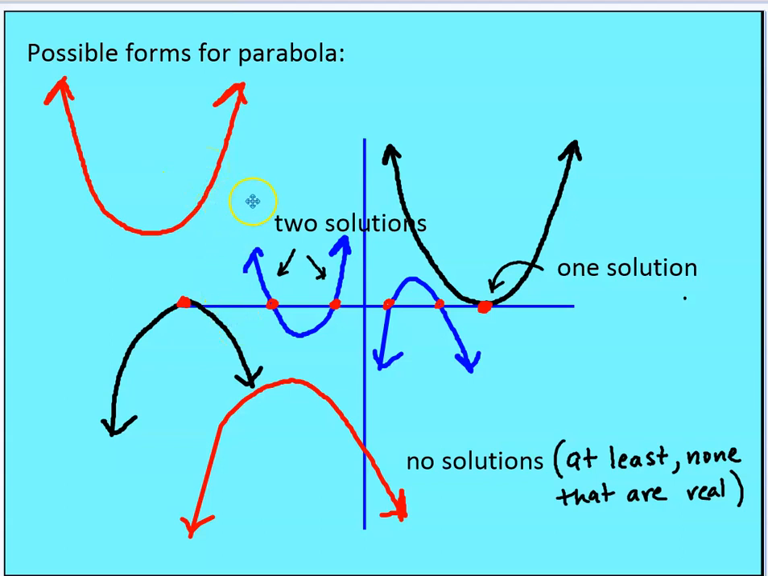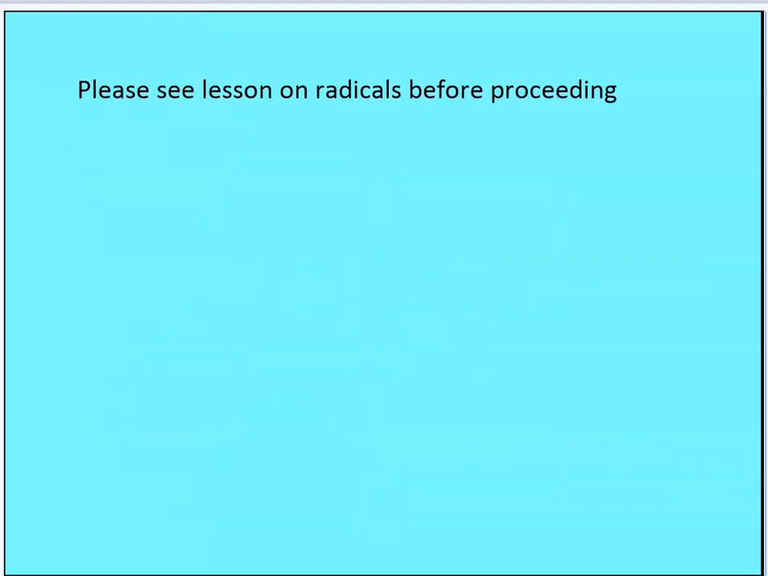And then you have parabolas that never cross the x-axis. So in red, there are no real solutions. There are imaginary solutions, but not real solutions. So we need to represent these solutions in an imaginary way. And so we need some type of lettering or understanding of what that means.